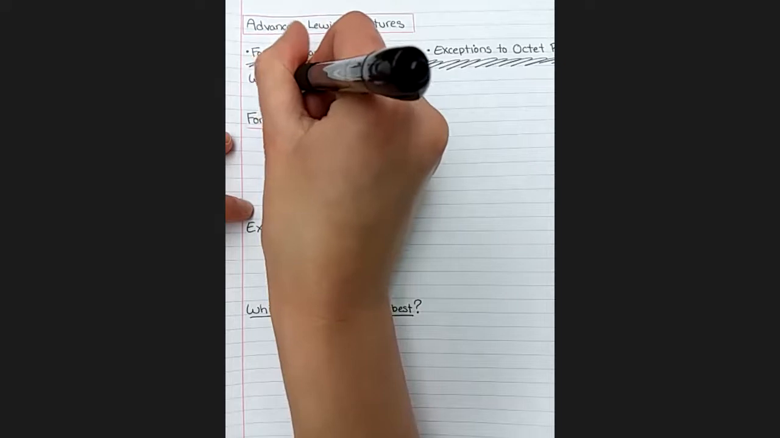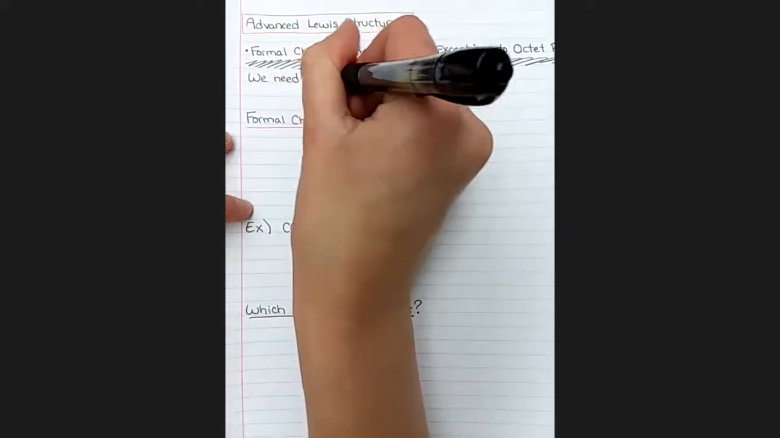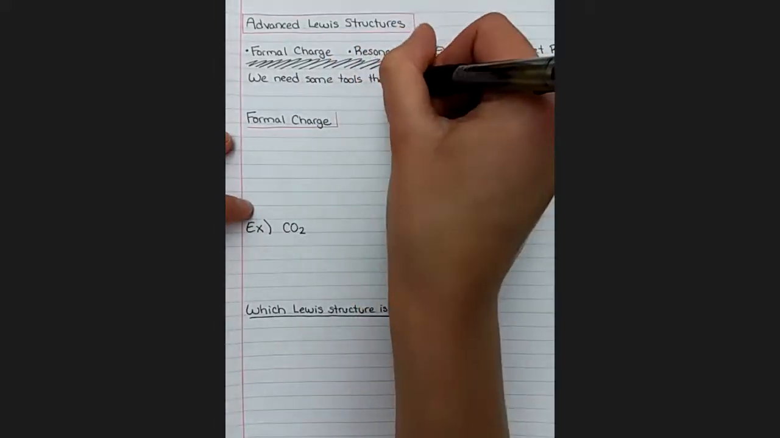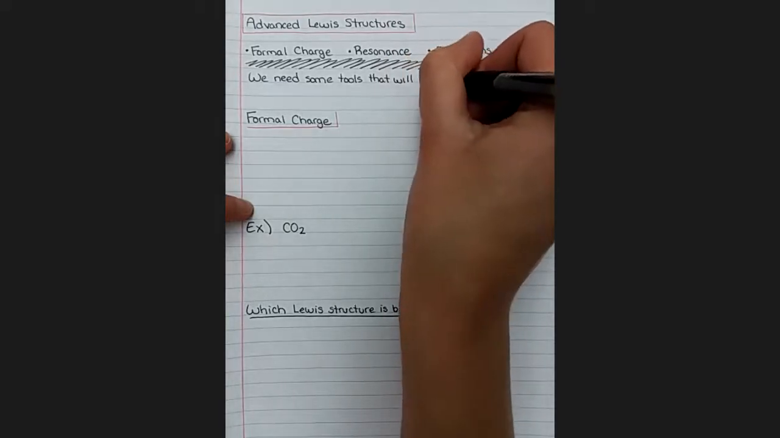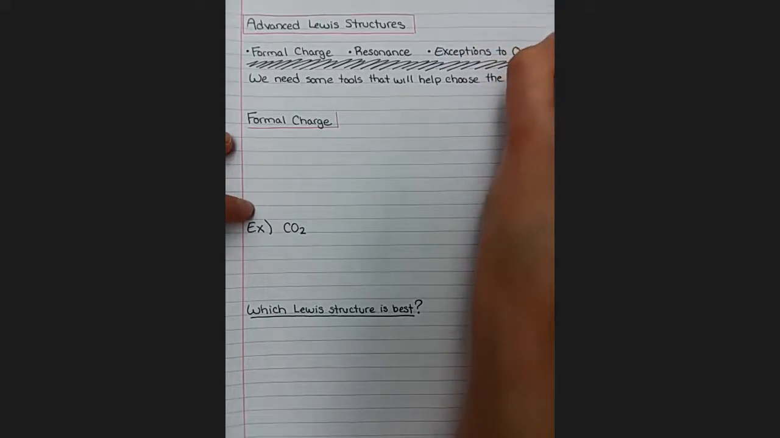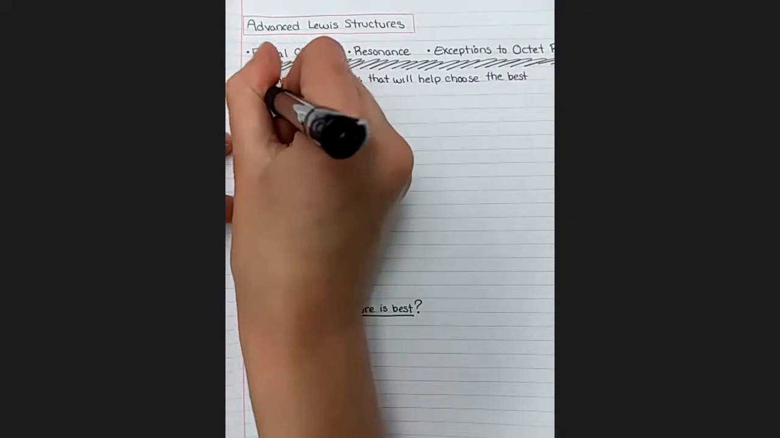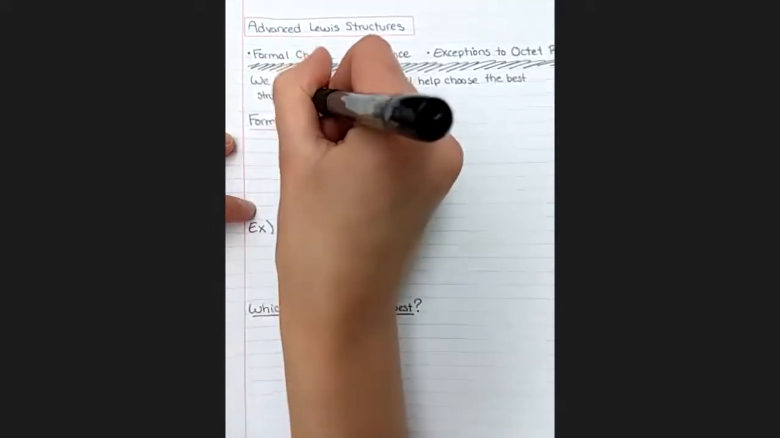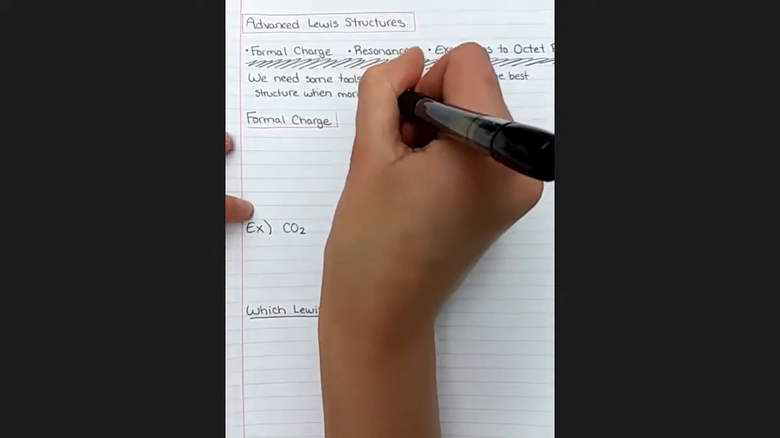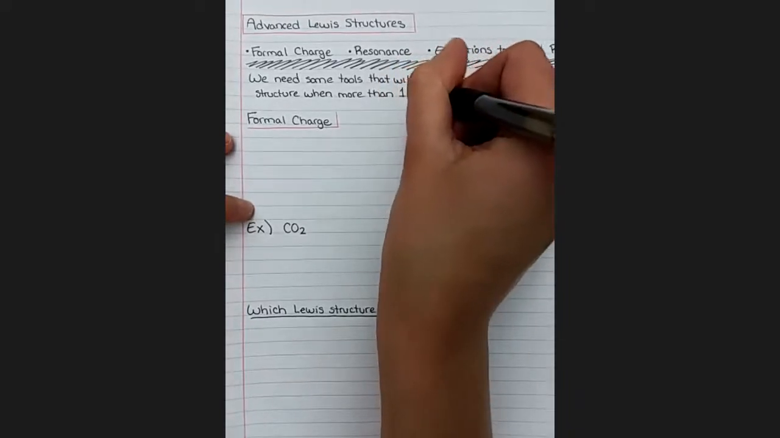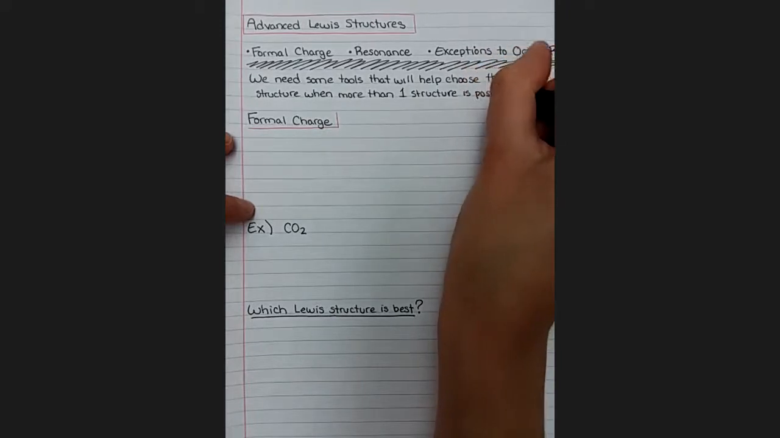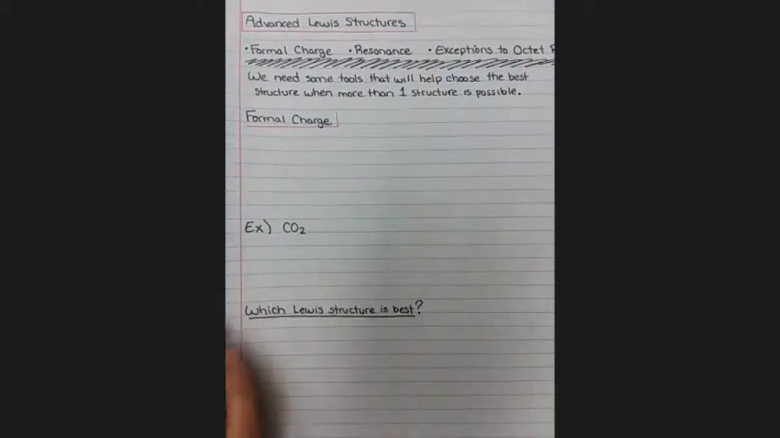As we start this new section, we need some new tools that will help us choose the best structure when more than one structure is possible. And now I'm talking about two legal structures.